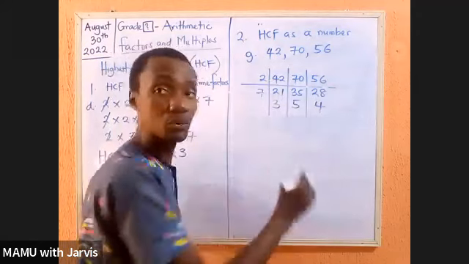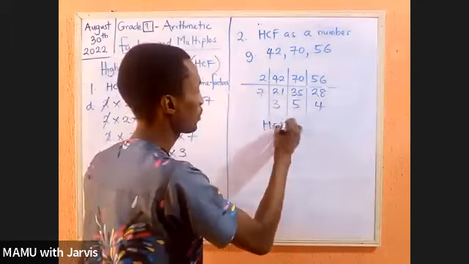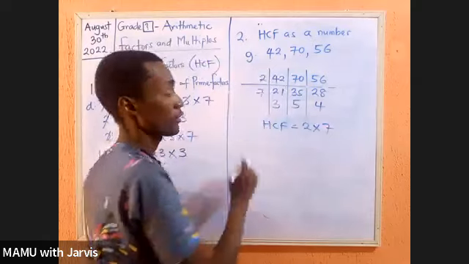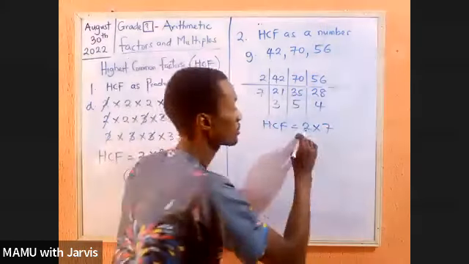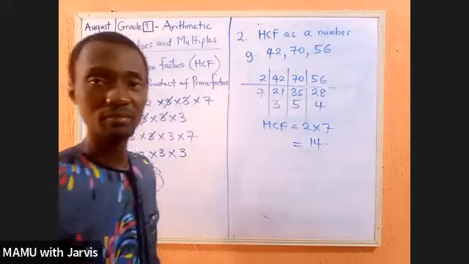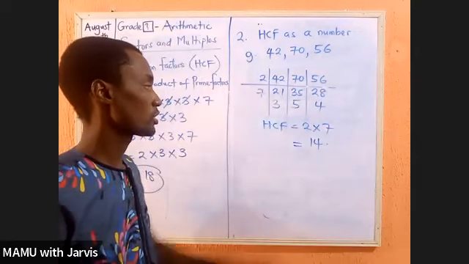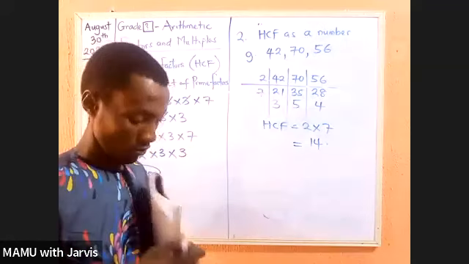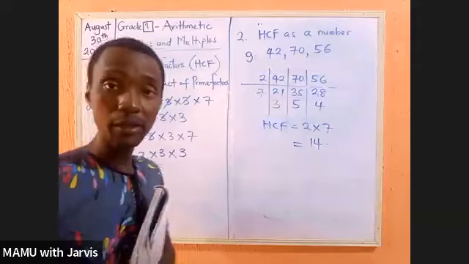So with that settled, we know that the HCF will simply be 2 times 7. If you are told to express as product of prime factors, this is what you're going to have. But our answer becomes 14. 2 times 7 will give us 14. Okay.